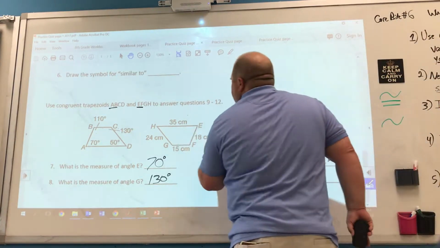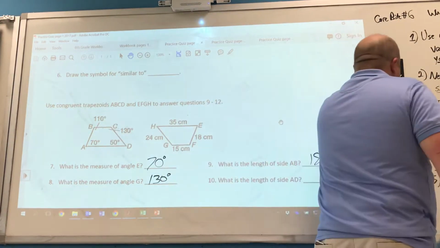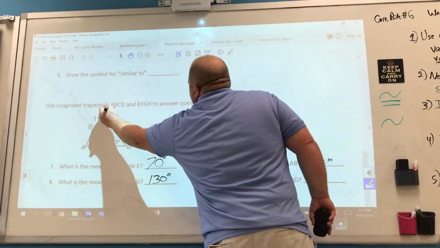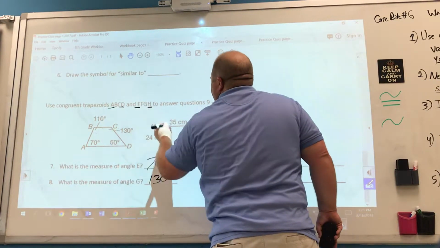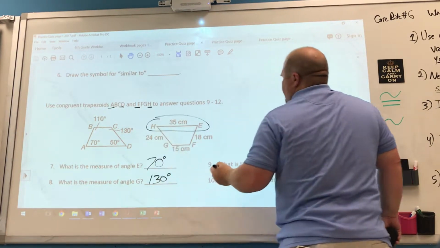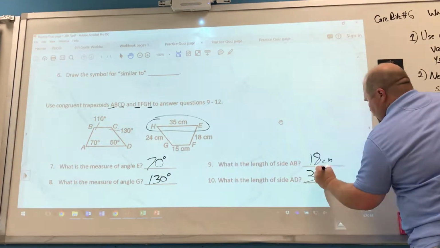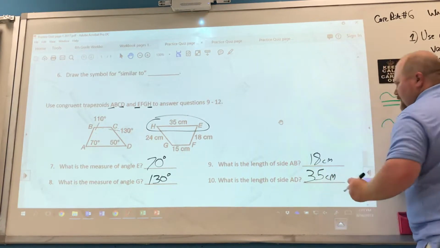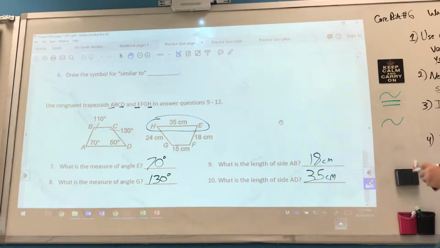Number 10 says, what is the side length of AD? So that's the first and the last. It'll match the first and the last. So EH. Right there. 35 centimeters. Okay?